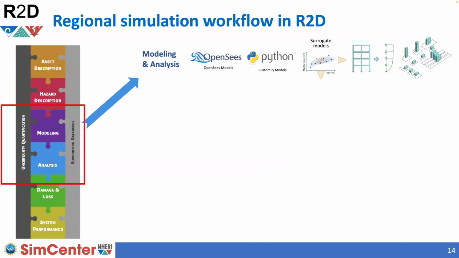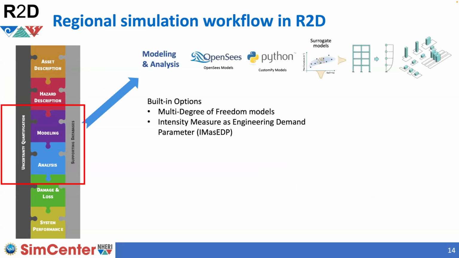After defining the asset and hazard we want to study, we need to select how we want to model and analyze the infrastructure in the region. The built-in options in R2D are multi-degree freedom models to simulate buildings, and the intensity measure as engineering demand parameter method. The IM as EDP method is used when you want to use fragility curves that directly map from intensity measure to damage measure. So you use IM as the EDP, the input to your fragility curves.